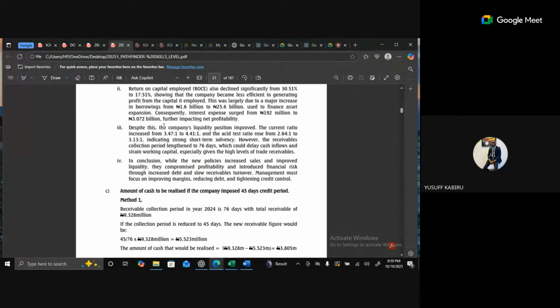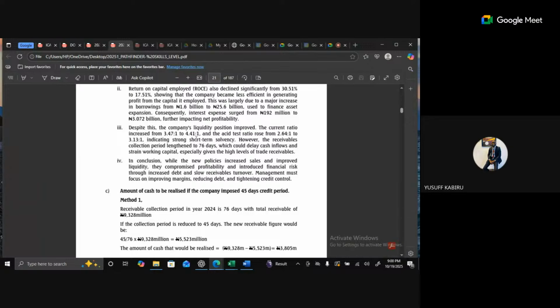Okay, they say despite this, the company's liquidity position improved, right? The liquidity position improved. The current ratio increased from 4 point something in the previous year to this amount, indicating strong short-term solvency. However, the receivable collection period lengthened to 76 days, which could delay cash inflow, right? And strain working capital, especially given the high level of trade receivables.